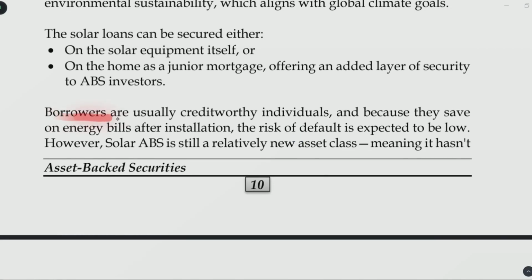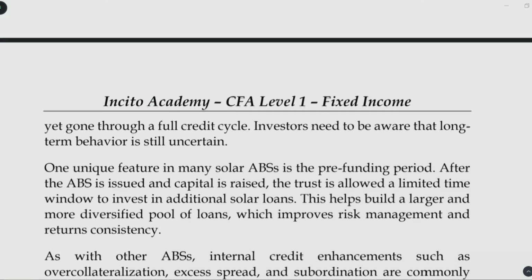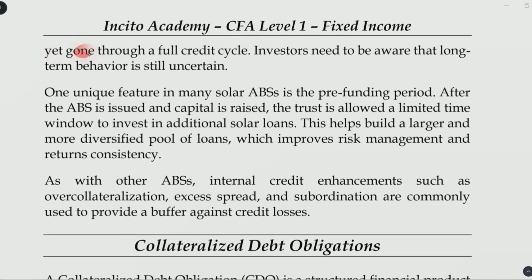Borrowers are usually credit-worthy individuals, and because they save on energy bills after installation, the risk of default is expected to be low. However, solar ABS is still a relatively new asset class, meaning it hasn't yet gone through a full credit cycle. Investors need to be aware that long-term behavior is still uncertain.